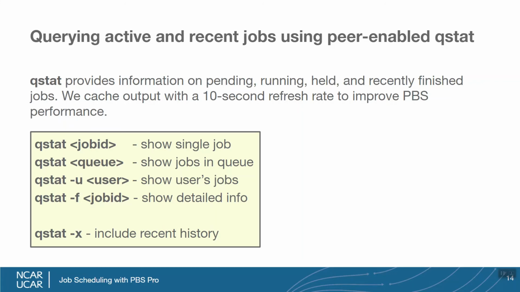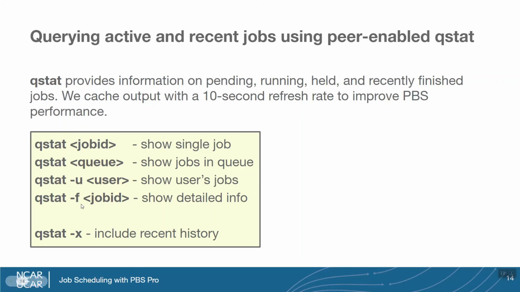And there are many different forms of qstat, many different options. Some of the ones I'll highlight here: you can show a single job if you give the job ID. You can show all of the jobs in a queue if you give the queue name. Again, I showed this before, you can list all of your jobs or somebody else's jobs if you specify their username.